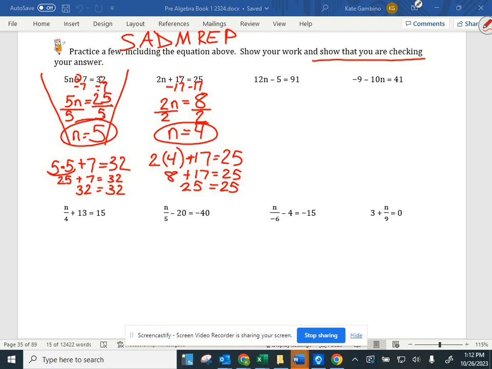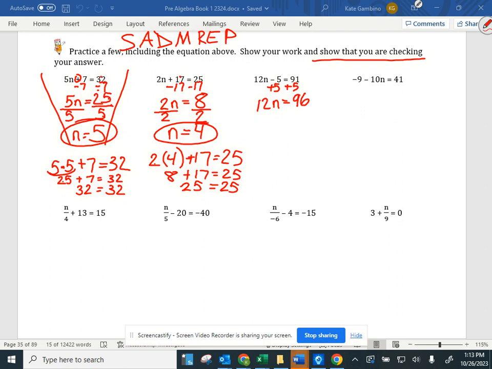Let's look at our next equation. How am I going to solve this one? Good? You would add 5 to 91, and I'm going to add 5 to the minus 5 and add 5 to the 91. So this is a negative 5 plus 5. It zeroes out. So I'm going to bring down my 12n. What is 91 plus 5?